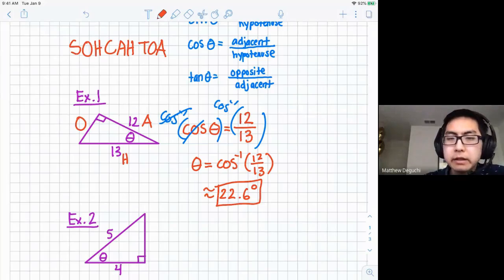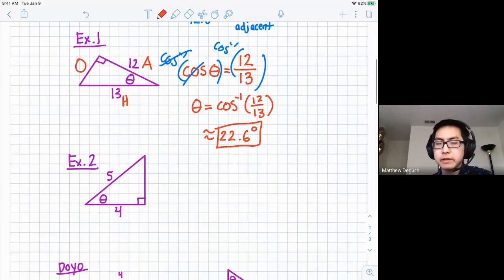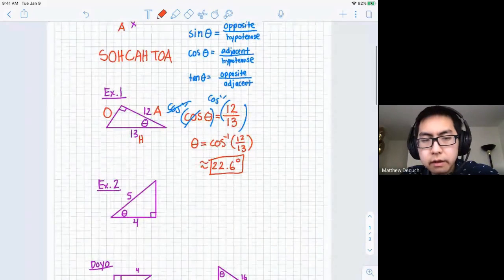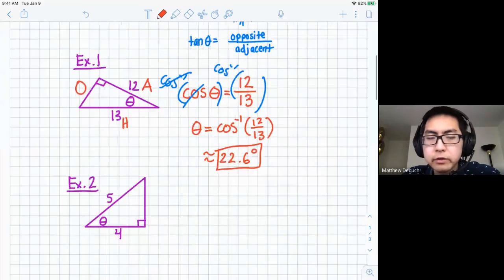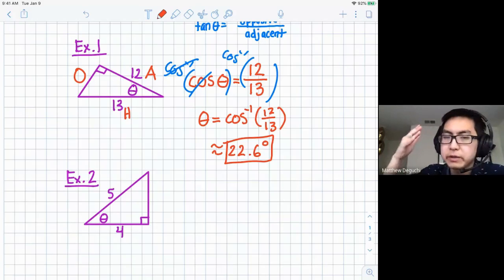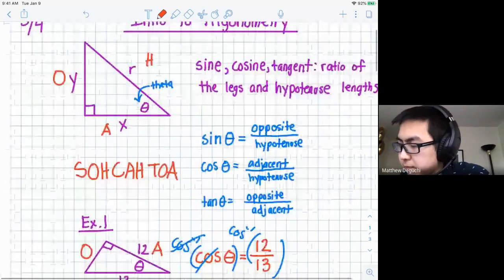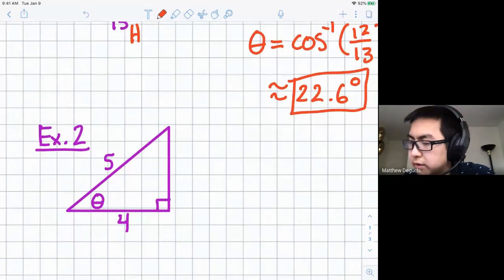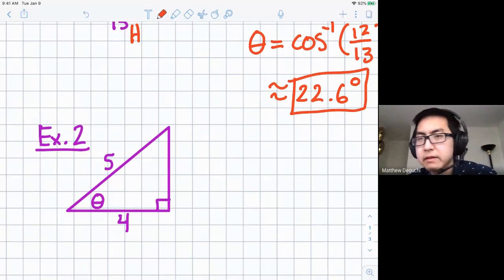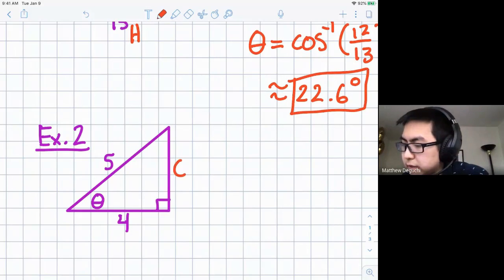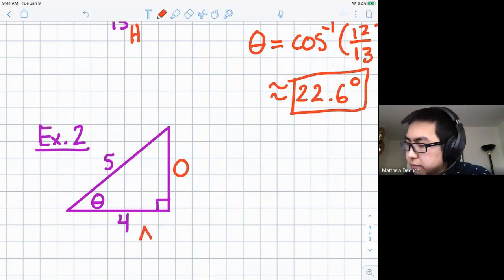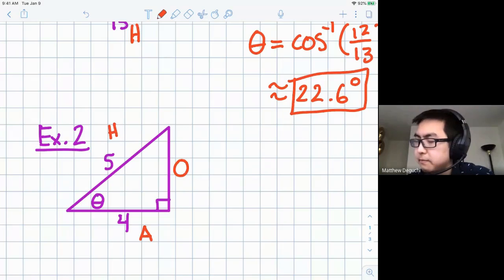Okay, example 2. So remember, we have a right triangle. Now we have to be in the perspective of this angle measurement, right? So in the perspective of that angle measurement, this side is the opposite. This side is adjacent. And this side is hypotenuse.